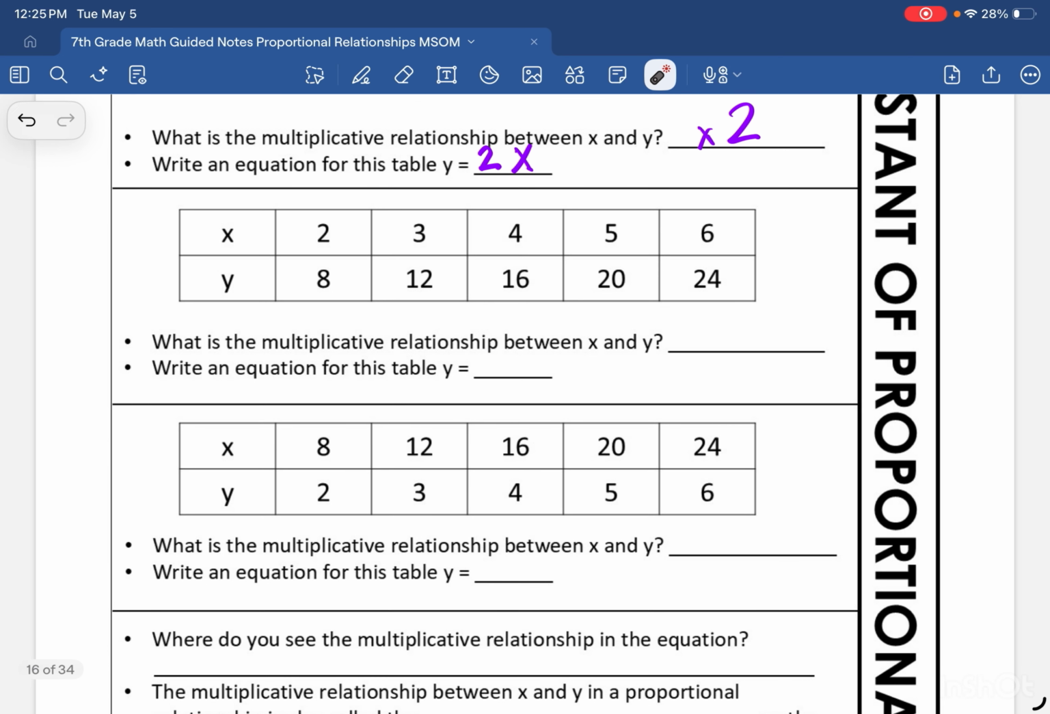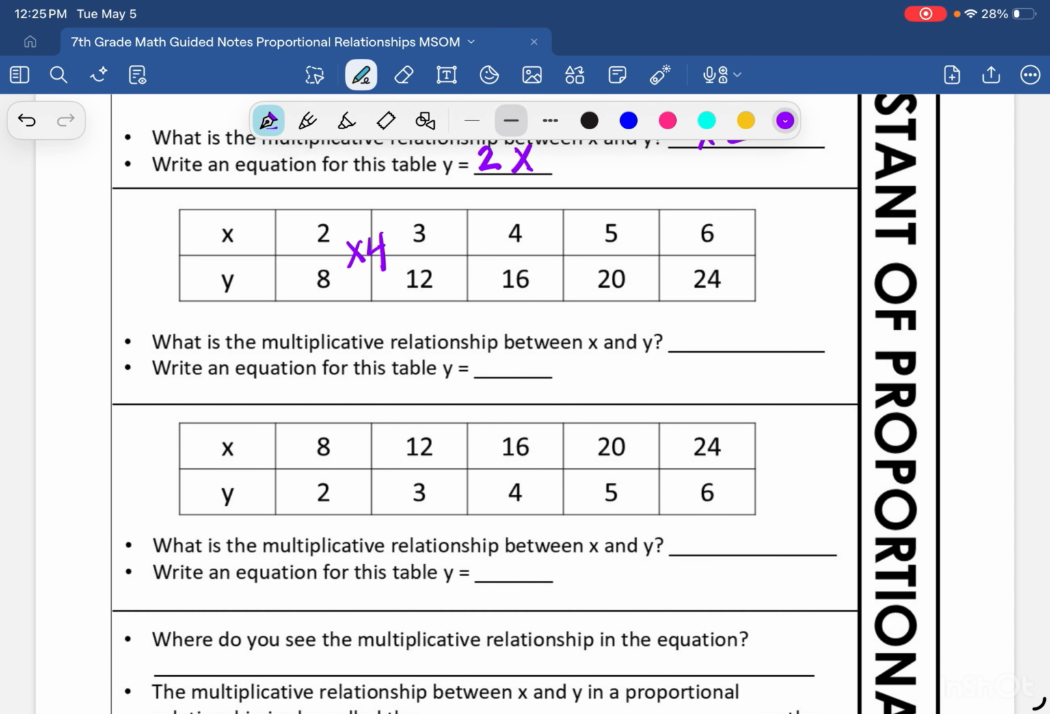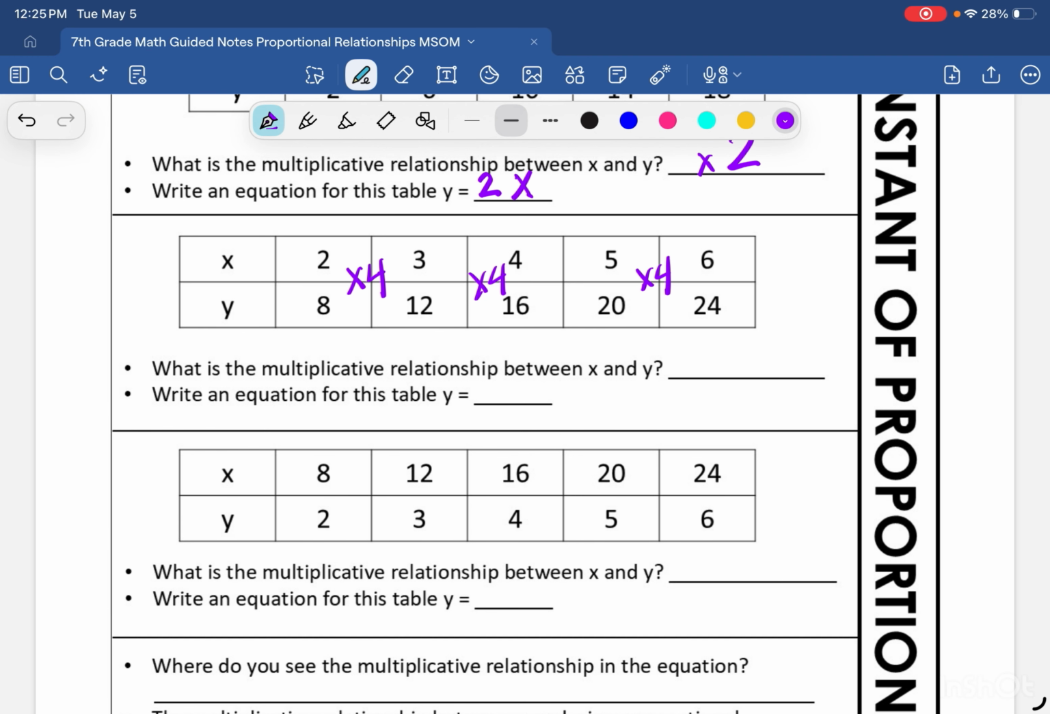Let's look at it for this one. If I have my x value of 2, I can multiply by 4 to get my y value, and that works the whole way around. What is the multiplicative relationship between x and y? Well, that's 4. Write an equation. So y equals, what do I do to x to get to y? I multiply by 4. So y equals 4x.